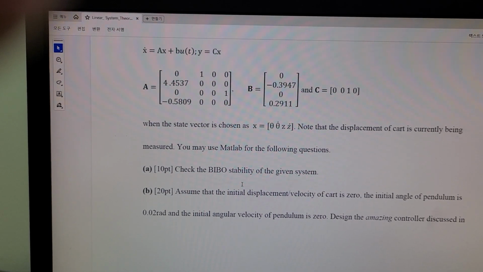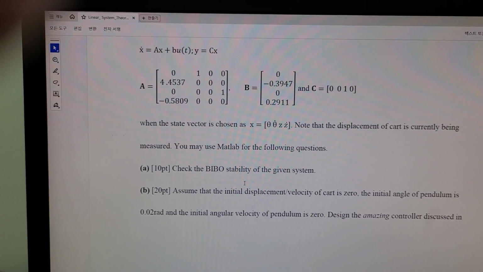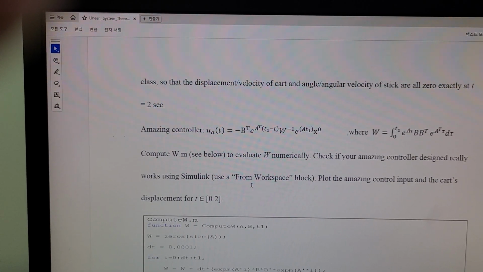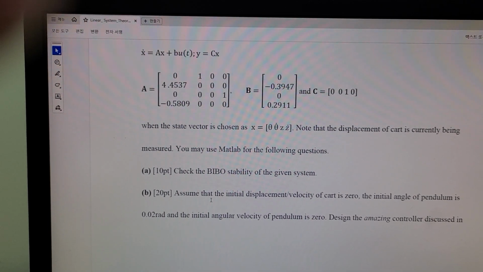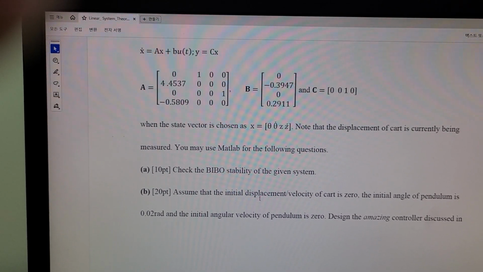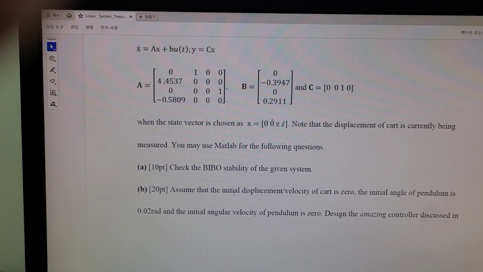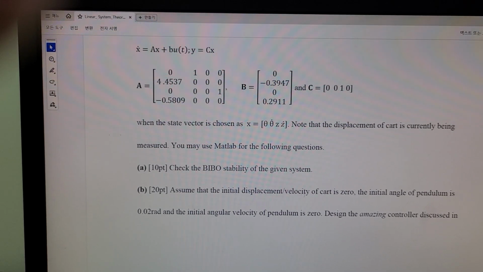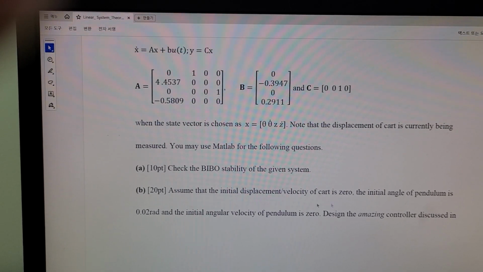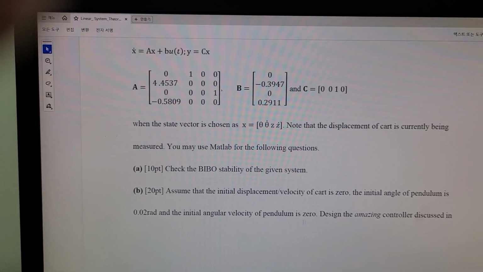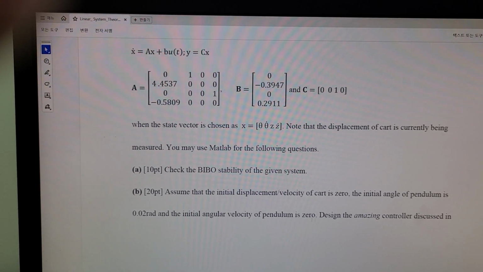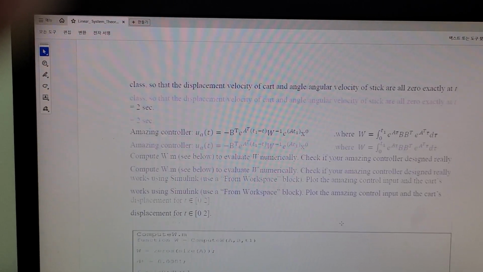In the first part, we have to check the BIBO stability of the given system. Part B says the initial velocity and displacement of the cart are 0, the initial angle of the pendulum is 0.02, and the angular velocity is equal to 0. Design a minimum energy controller as discussed in the class.